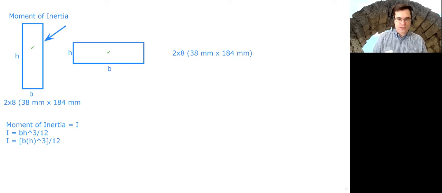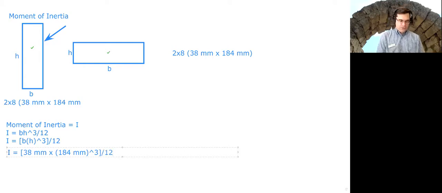The moment of inertia is equal to BH cubed divided by 12. So B is 38 millimeters times H. The height is 184 millimeters. I'm just going to extend this a little bit. And that height also has to be cubed. Then all of that has to be divided by 12.